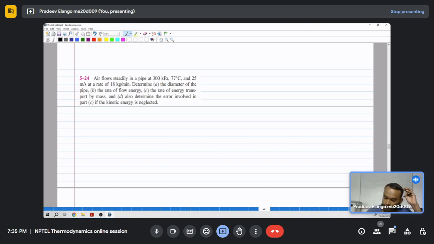The next problem: air flows steadily in a pipe at 300 kilopascal, 77 degrees Celsius and 25 meter per second at a rate of 18 kilogram per minute. Determine the diameter of the pipe, rate of flow energy, rate of energy transport by mass, and also determine the error involved in part C if kinetic energy is neglected.